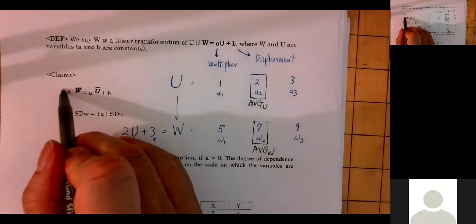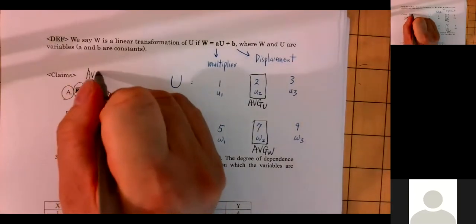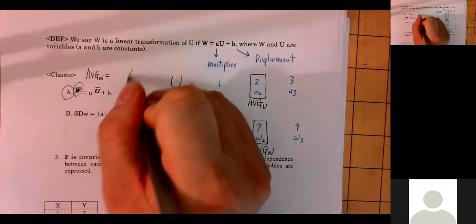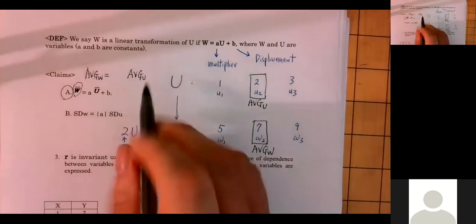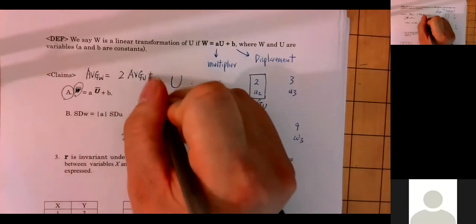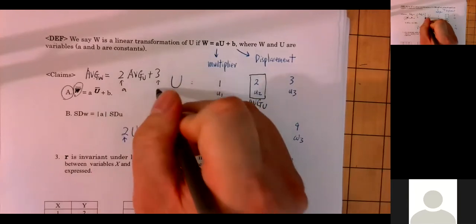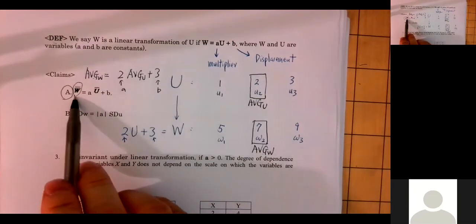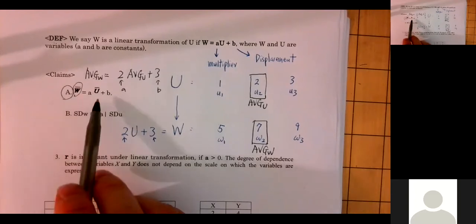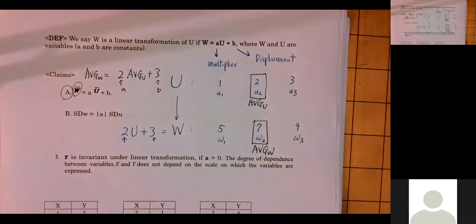So property 1. Average W. How do you get average W from average U? It follows the same linear transformation, right? The same linear transformation in our example, okay? So property A says linear transformation transfers from the old center to the new center. Follow the same linear transformation, okay?